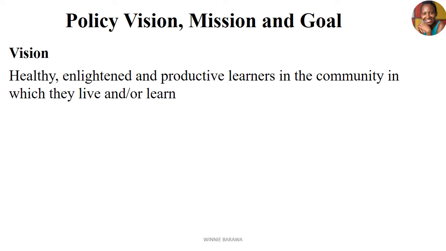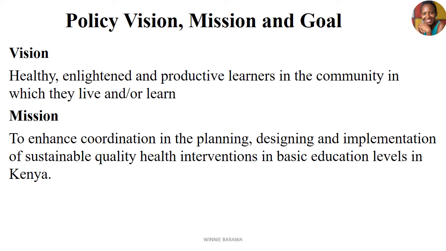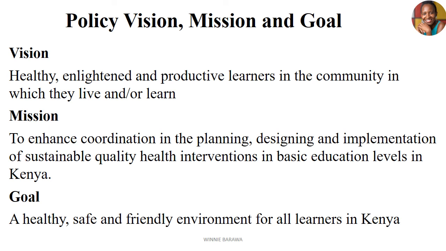Looking at the last bit, that is policy vision, mission, and goal, because I told you the policy has a vision, a mission, and a goal. So the vision of the policy is to ensure that there are healthy, enlightened, and productive learners in the community. The mission of the policy was to enhance coordination in planning, designing, and implementation of sustainable quality health intervention in the basic education levels in Kenya. And lastly, the goal was to ensure a healthy, safe, and friendly environment for all learners in Kenya.